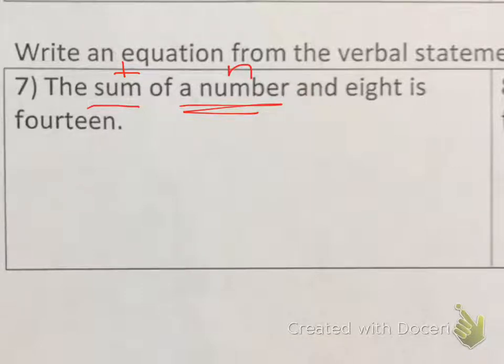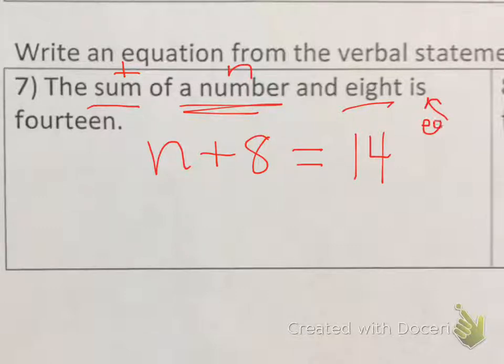So the sum of a number and 8 is 14. So that means we're adding a number and 8 together. And is in math always means equals. So n plus 8 equals 14.